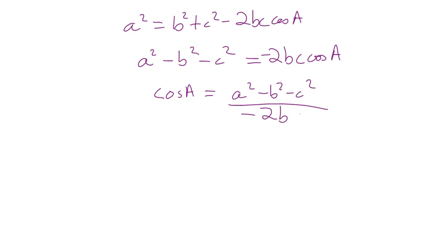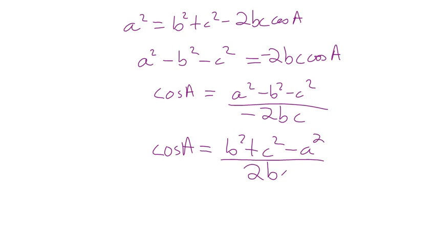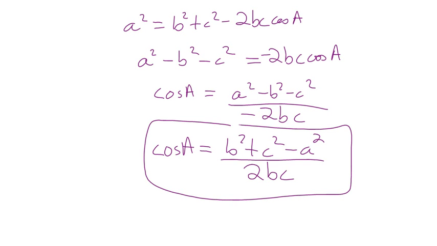over negative 2bc. Now, we don't like to leave a negative sitting in the denominator, right? So we can multiply top and bottom by negative 1. That will change all of the signs, so the b squared and c squared both become positive, minus a squared over 2bc. And that is the other form of the cosine law that you will get, right? To save you from having to solve that. It's not that you can't do this, but it's sort of like why. Okay, so the cos of a is equal to b squared plus c squared minus a squared over 2bc.